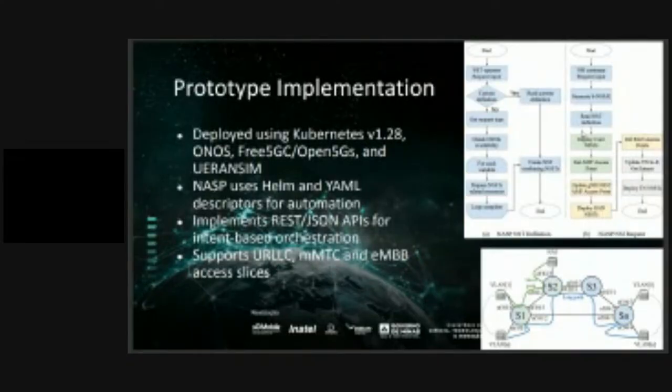NASP uses Helm and YAML. For the implementation, we use Go, the main part of NASP uses Go. The implementation uses REST and JSON APIs for the intended basic architecture. And this platform supports three types of slicing.